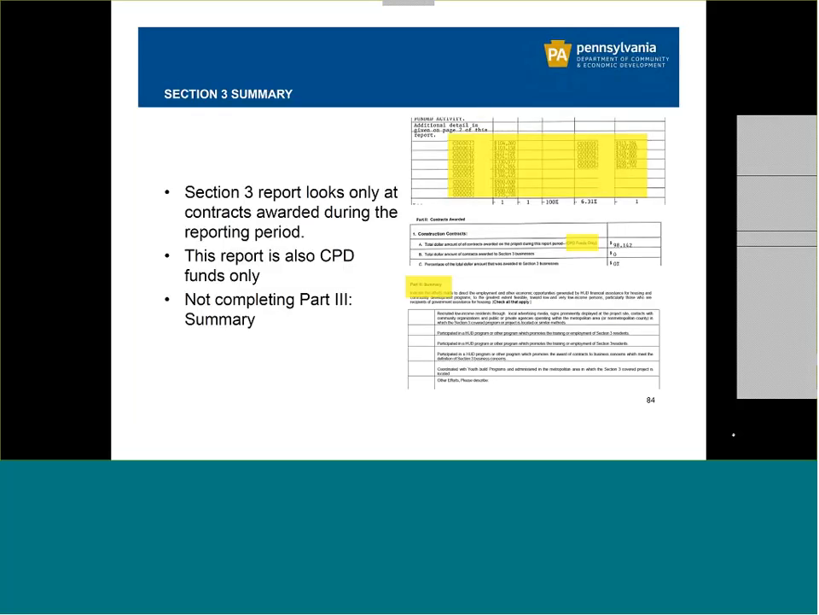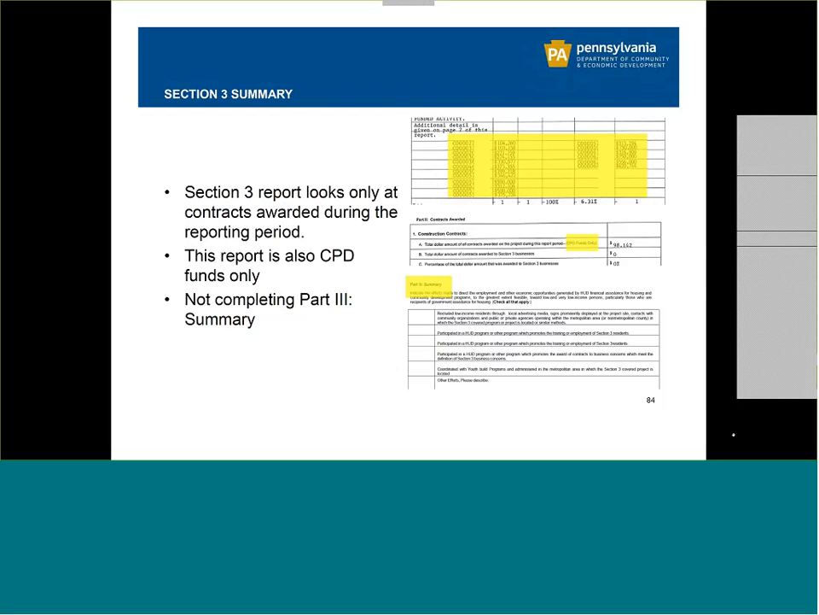And again, going over some different examples. The first example, they are just including so many old contracts on there that it's not necessary at all. We only want to see contracts that were awarded during the reporting period of January 1st through December 31st of the previous year. Again, we want to see CPD funds only, so funds awarded through CDBG, HOME, ESG, CDBG-DR, that type of thing on that section on Part 2.